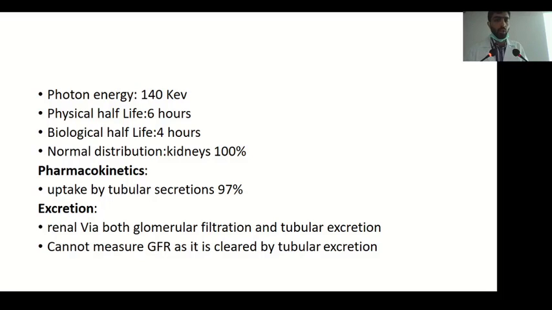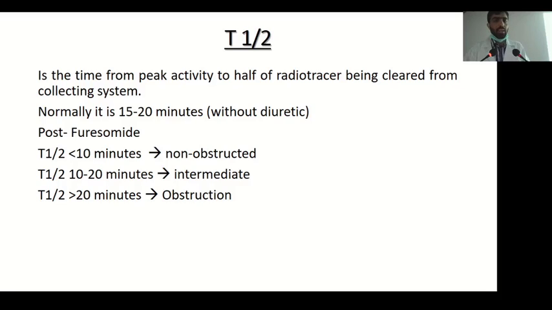Pharmacokinetics: uptake by tubular secretion, excretion via both glomerular filtration and tubular excretion. It can't measure GFR as it is cleared by tubular excretion. T half is the time from peak activity to half of the radiotracer being cleared from the collecting system. Normally it is 15 to 20 minutes without diuretic. Post furosemide, or post diuretic, T half less than 10 minutes shows no obstruction or a normal system.